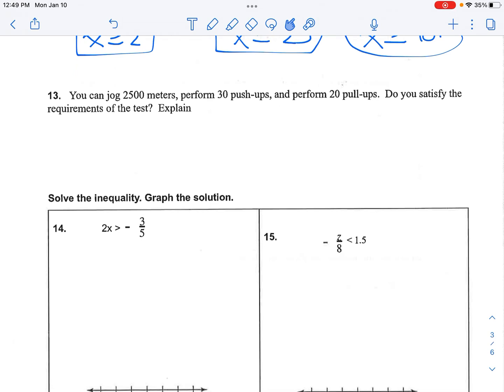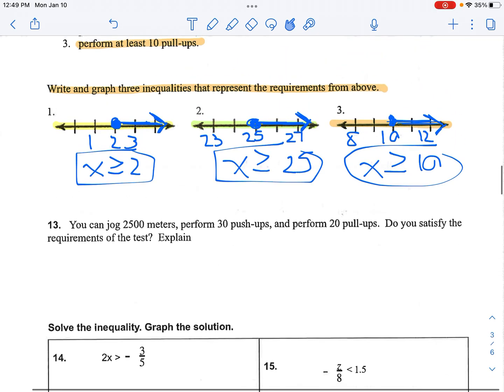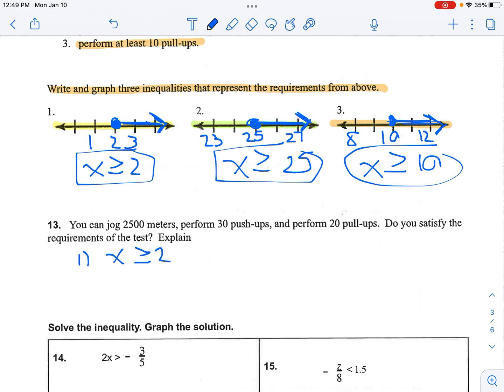You can jog 2,500 meters, perform 30 push-ups, and perform 20 pull-ups. Do you satisfy the requirements of the test? Okay, so let's go back up here. So for number 1, I had x is greater than or equal to 2. For number 2, I had x is greater than or equal to 25. And number 3, I had x is greater than or equal to 10.